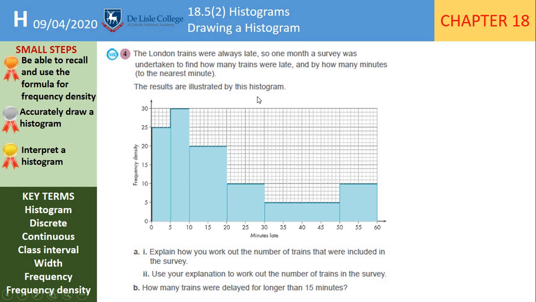A few hints. It asks you to explain how you work out the number of trains that were included in the survey. So you've got to work out the areas of each of the bars to be able to work out the frequencies and then total them together. How many trains were delayed for longer than 15 minutes? So you would have to work out the area of half of this bar and add it to the areas above. Once you've done that, the answers are on the next slide.